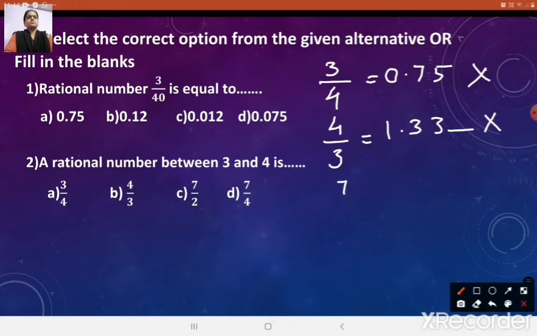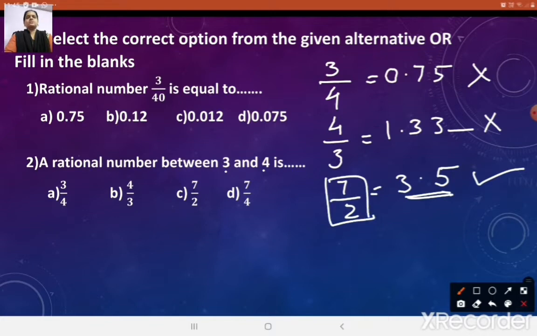See the third option, 7 by 2. 2 3s are 6, remain 1. Take the decimal point and 2 5s are 10. So it is 3.5. Does 3.5 lie between 3 and 4? Exactly correct. So our 7 by 2 option is correct. So we can write here that 7 by 2 is the correct option.